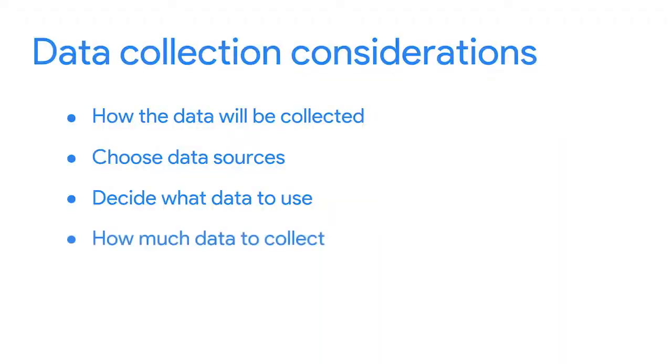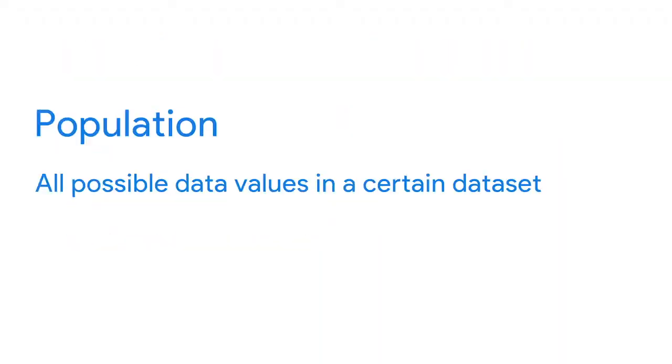Okay, now let's talk about how much data to collect. In data analytics, a population refers to all possible data values in a certain data set. So if you're analyzing data about car traffic in a city, your population would be all of the cars in that area. But collecting data from the entire population can be pretty challenging. That's why a sample can be useful.